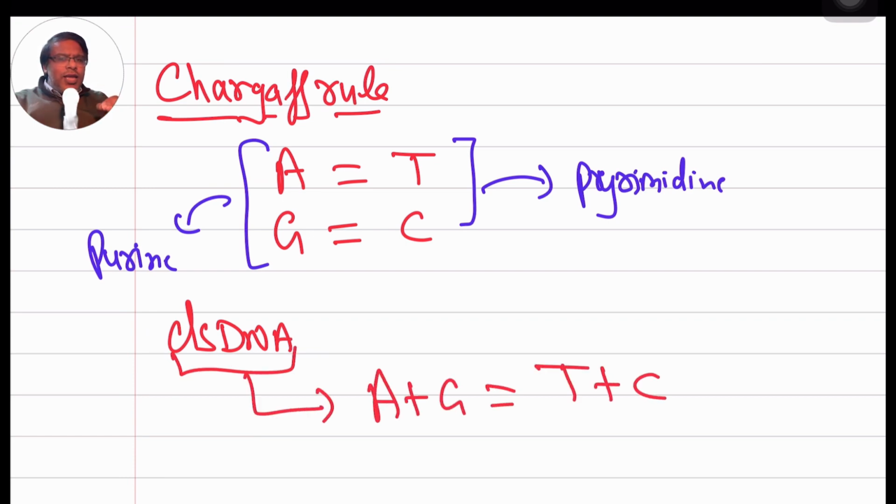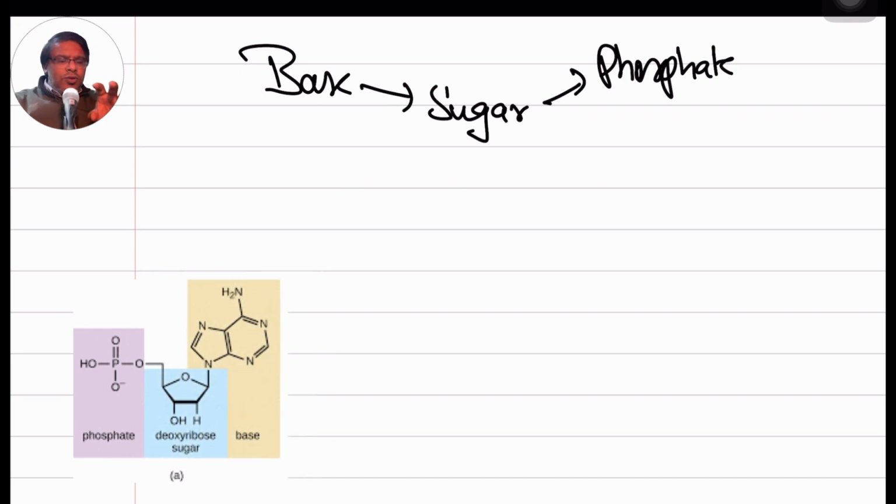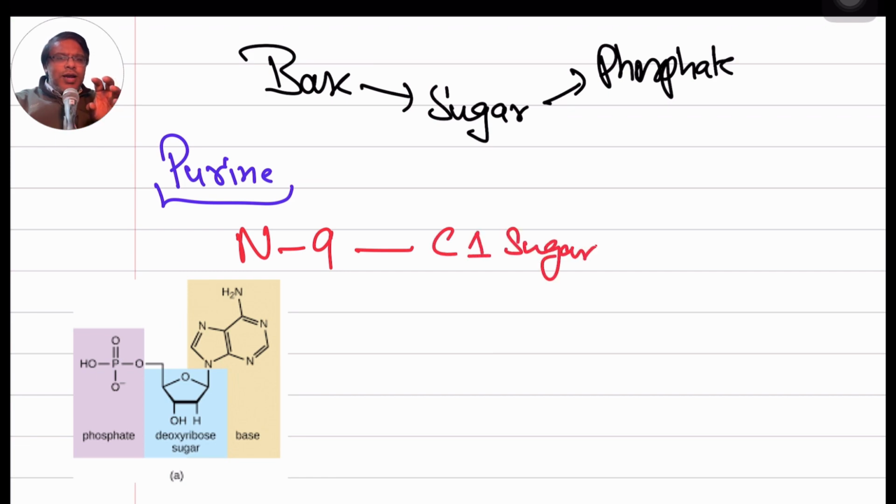Now in double-stranded DNA, the amount of purines, adenine plus guanine, is equal to thymine plus cytosine. So the amount of purines is equal to the amount of pyrimidines in DNA, and this is known as Chargaff's rule. Now if you see in DNA, the base is attached to sugar, and sugar is attached to the phosphate group. Look again at the nucleotide: base is attached to the sugar, and sugar is attached to the phosphate.